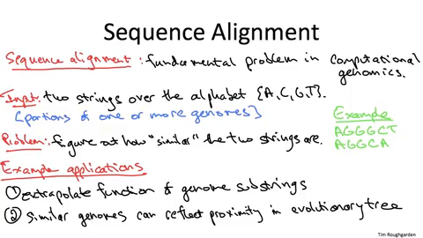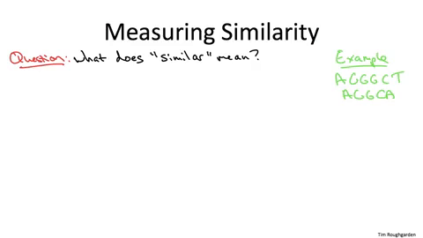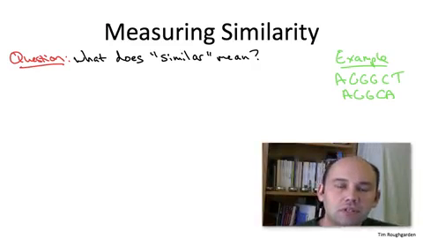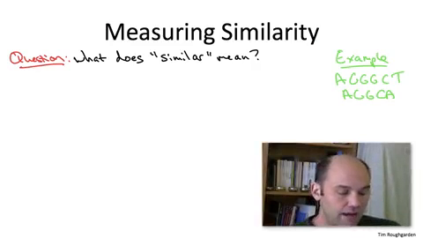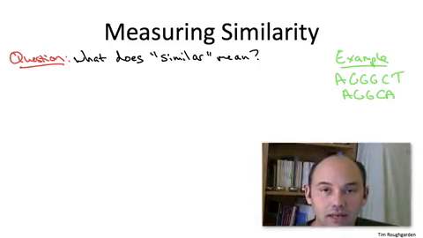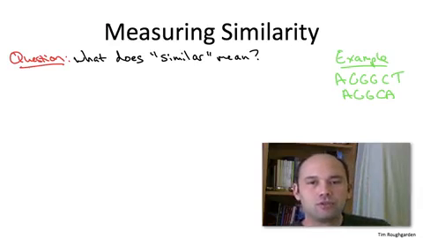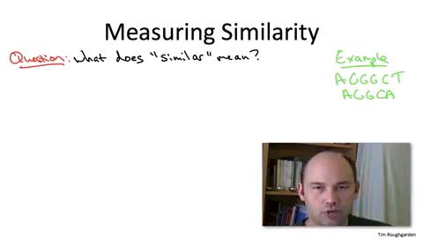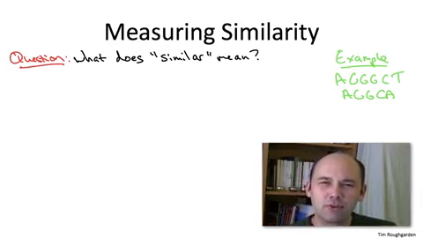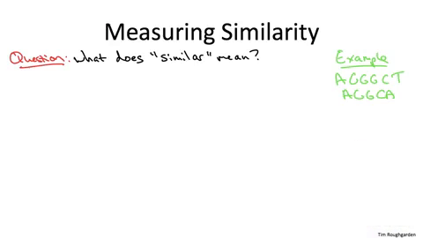So having motivated the informal version of the problem, let's work toward making it more formal. In particular, I owe you a discussion of what I mean by two strings being similar. To develop intuition for this, let's revisit the two strings that we introduced on the previous slide, AGGGCT and AGGCA. Now, if we just eyeball these two strings, clearly they're not the same string, but we somehow feel like they're more similar than they are different. So where does that intuition come from?